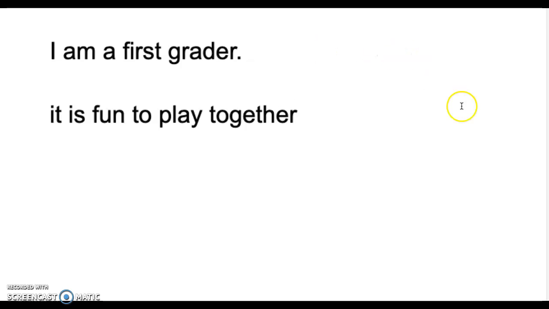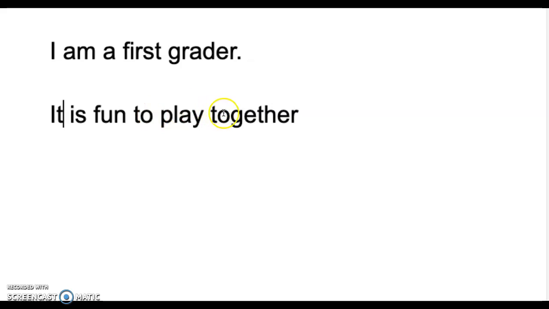Okay, so listen to how I say it. It is fun to play together. It is fun to play together. So what do I look for first? 3, 2, 1. That's right, a capital. This did not have a capital, so I'll fix it. Next, let's look for our finger space.